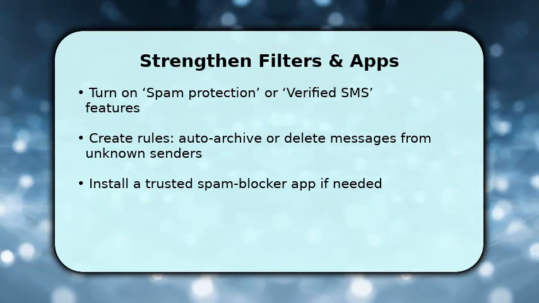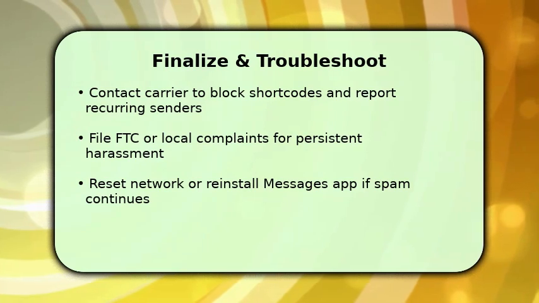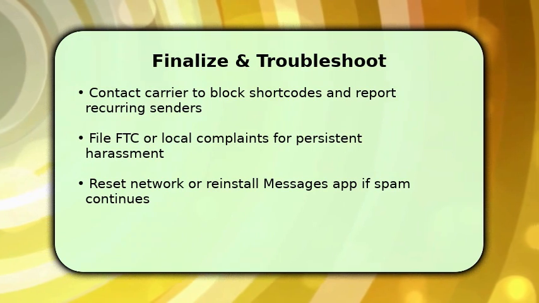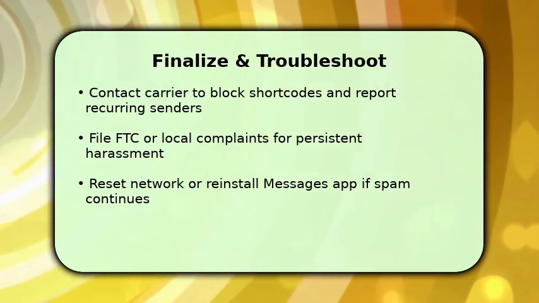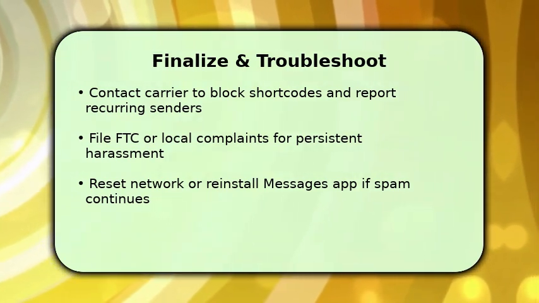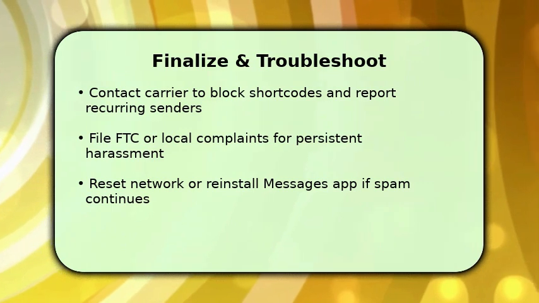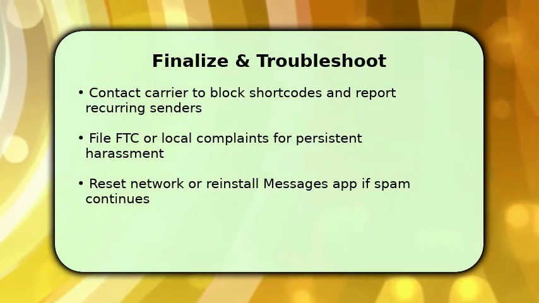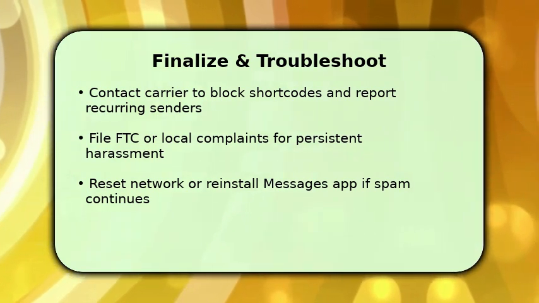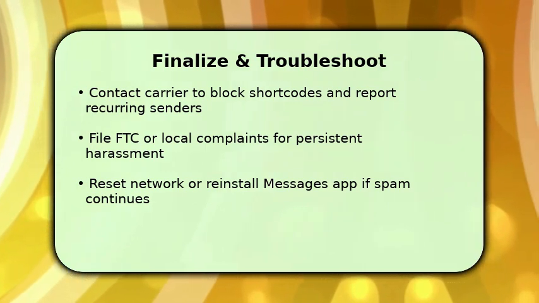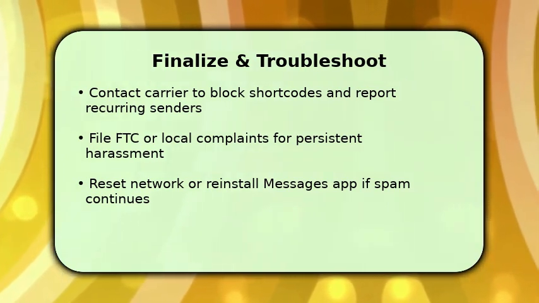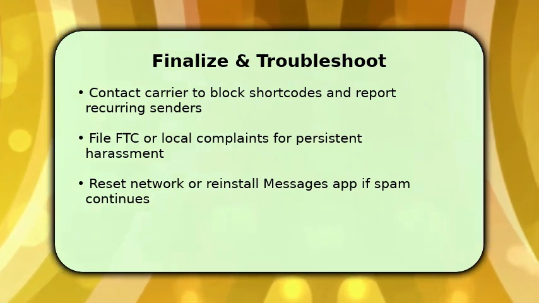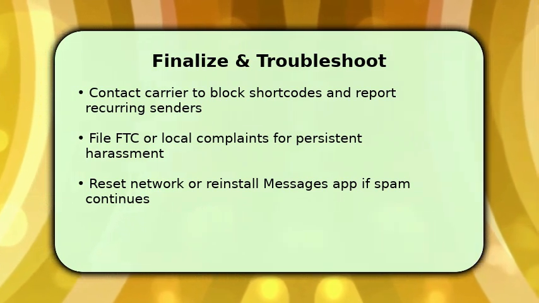To finish, escalate when needed. Contact your carrier to block specific shortcodes or ranges and report repeated offenders so they can apply network-level blocks. File a complaint with the appropriate regulator if messages keep coming. That creates official records. Finally, tidy up by checking Do Not Disturb exceptions and backing up message settings. If spam still slips through, reset network settings or uninstall and reinstall the Messages app. This often clears stale filters. If problems persist, contacting carrier support directly usually resolves.